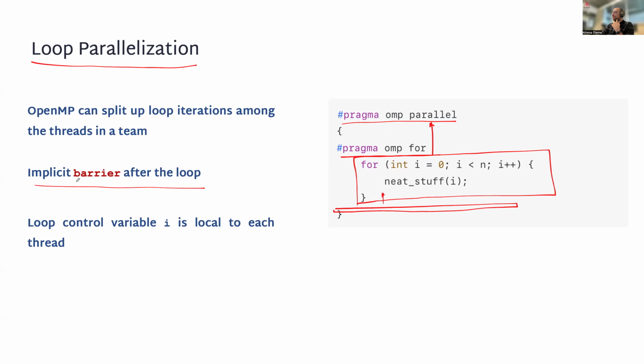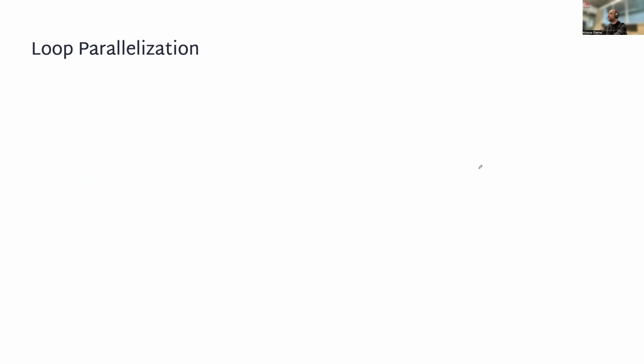Okay, but you can avoid this barrier as well using a directive called nowait, which is not the topic of our lecture. So this is how you can automatically parallelize for loops using OpenMP. Basically, you have different ways to do that. So let's see how they work.